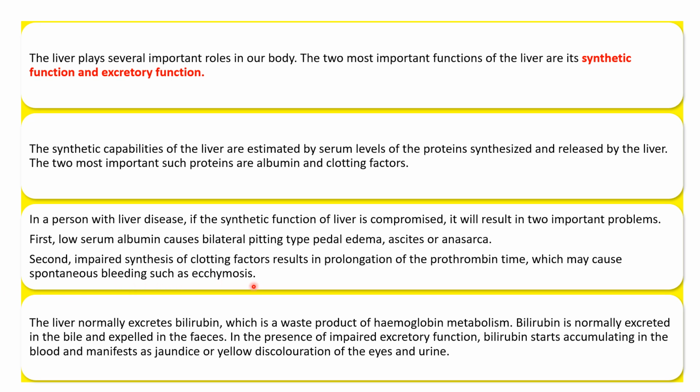Now moving on to the excretory function. The liver normally excretes bilirubin, which is a waste product of hemoglobin metabolism. Bilirubin is normally excreted in the bile and expelled in the feces. In the presence of impaired excretory function, bilirubin starts accumulating in the blood and manifests as jaundice, or yellow discoloration of the eyes and urine.